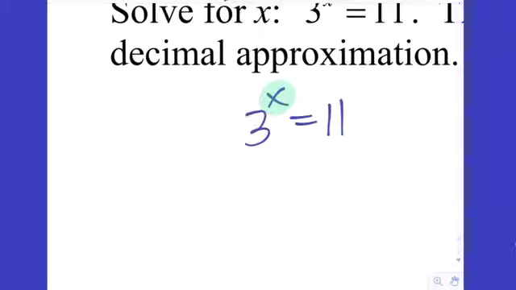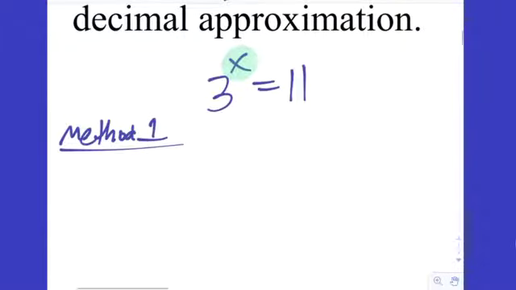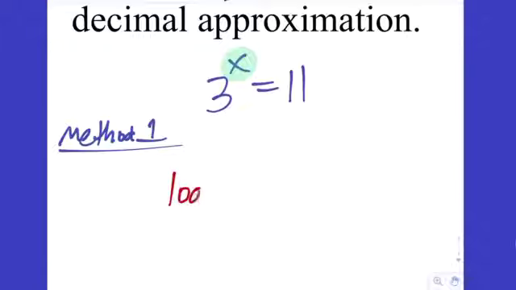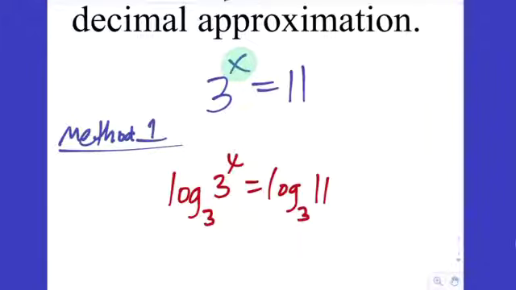So I'll show you a couple methods to do this. Method 1, we'll call this one method 1. If you take the log base 3 of both sides, you have to write it on a separate line because the log goes in front. So it's log base 3 of 3 to the x equals log base 3 of 11. Take the log of both sides.